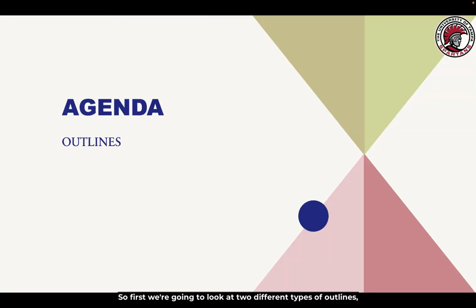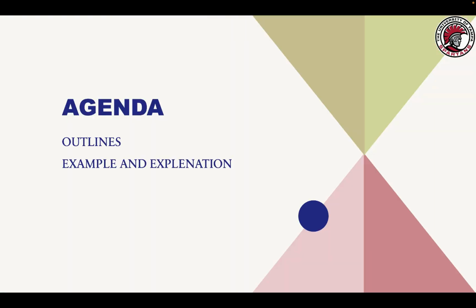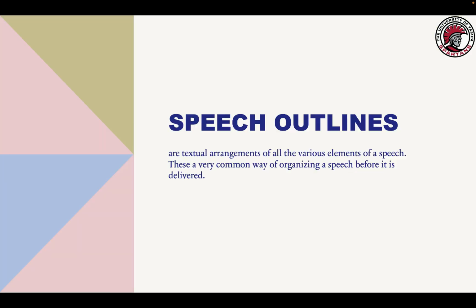So first, we're going to look at two different types of outlines, and then we'll look at an example with an explanation to learn how to actually create an outline for your speech. Outlines, or textual arrangements of all the various elements of a speech, are a very common way of organizing a speech before it is delivered, and this is something your professor may want you to turn in.